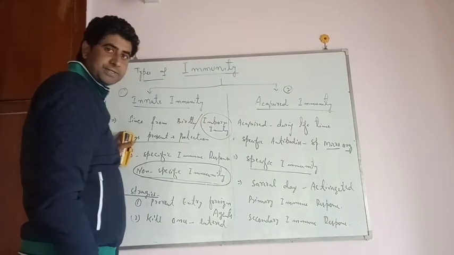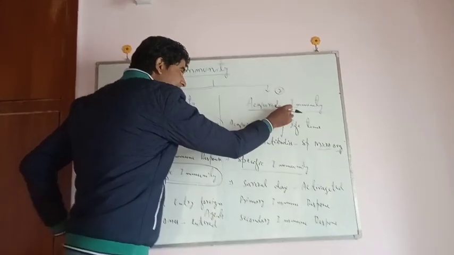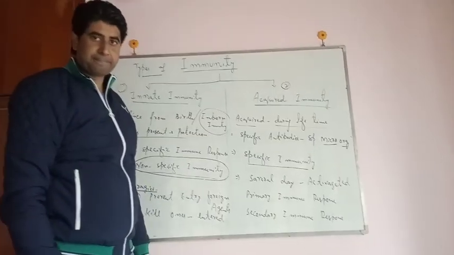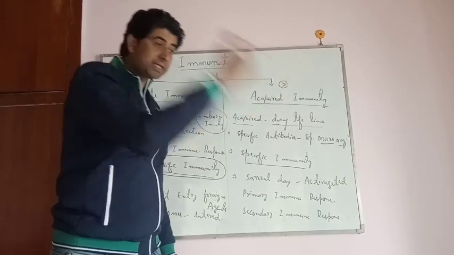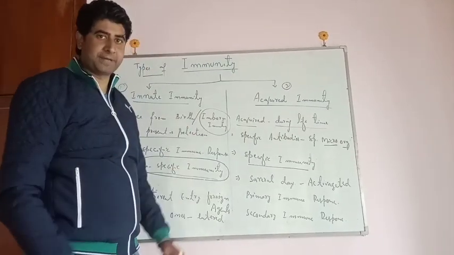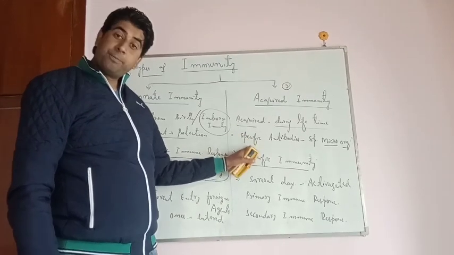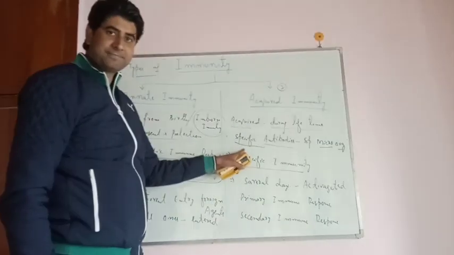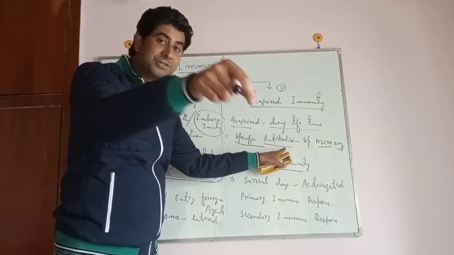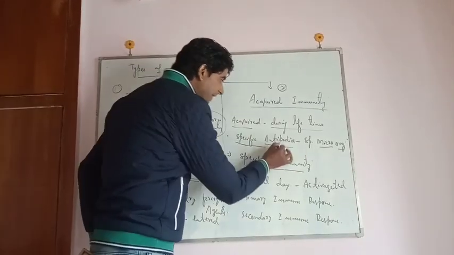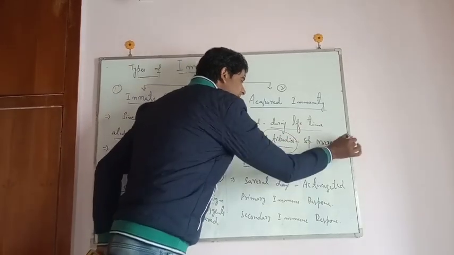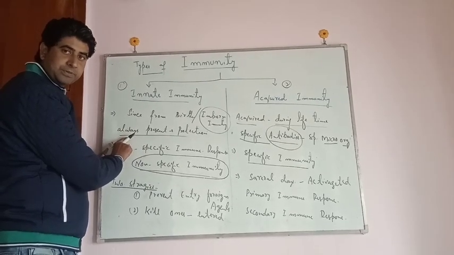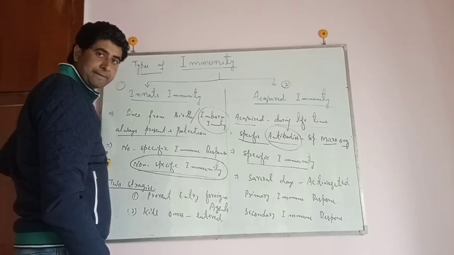Now compare these ones. Acquired immunity means that immunity which is acquired during the lifetime of an individual. Innate was present since birth, while this is acquired during the lifetime. And it develops specific antibodies. Antibodies here means soldiers. It develops specific antibodies against specific microorganisms. The innate ones are generalized, while these are specific.